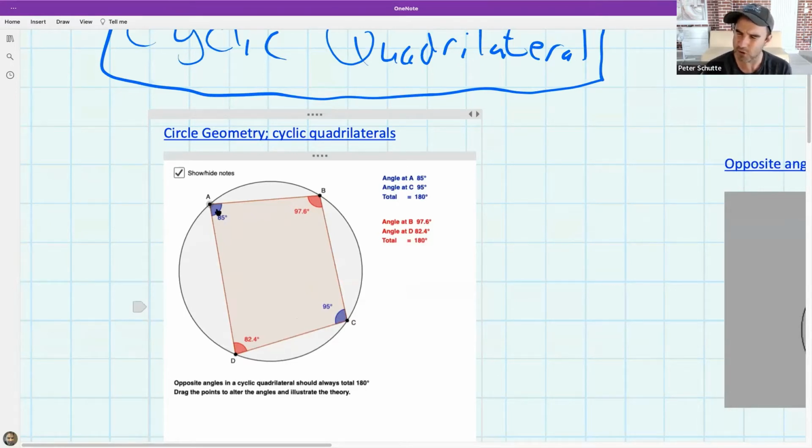And that's something that not many people know about circles. It's quite a new idea that most students experience for the first time in grade 11. And we're going to ask lots of questions about that.